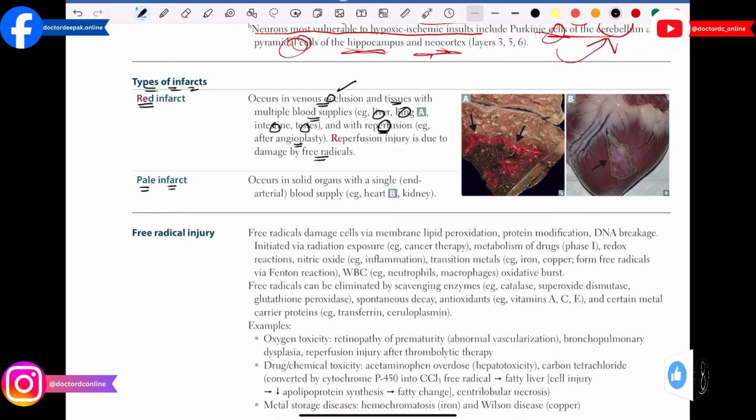After that we have pale infarction. First of all, you have to understand in which tissues or under which causes you will get pale infarction. Pale infarction occurs in solid organs. Solid organs means those organs which have a single arterial blood supply, like the heart and kidney. So these organs are going to get pale infarction. These are the types of infarction which you have to remember. Just remember the causes, and after that try to memorize the reasons for reperfusion injury, like how reperfusion injury damages tissue and causes red infarction.